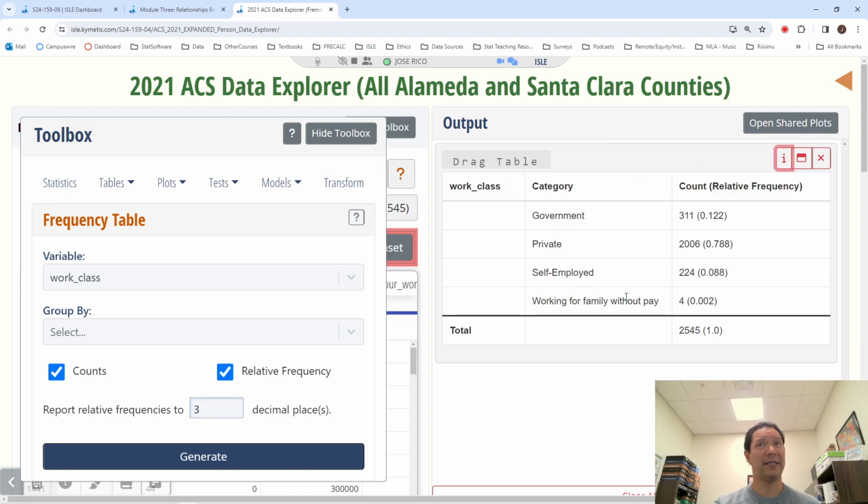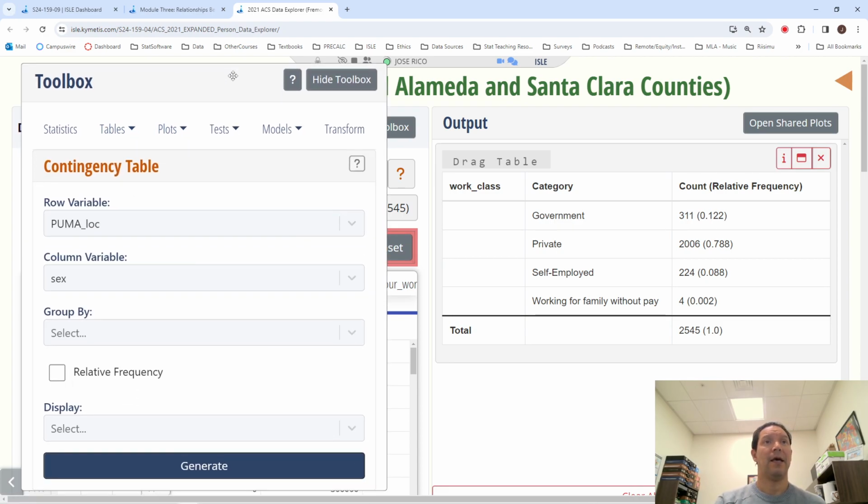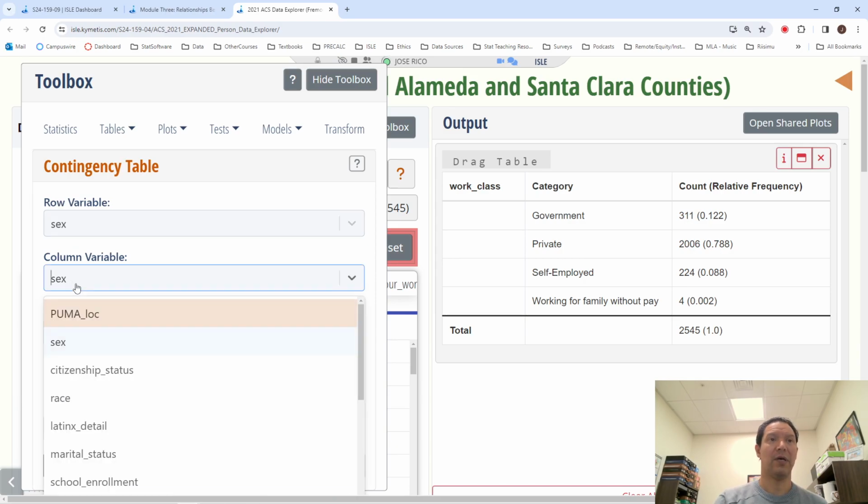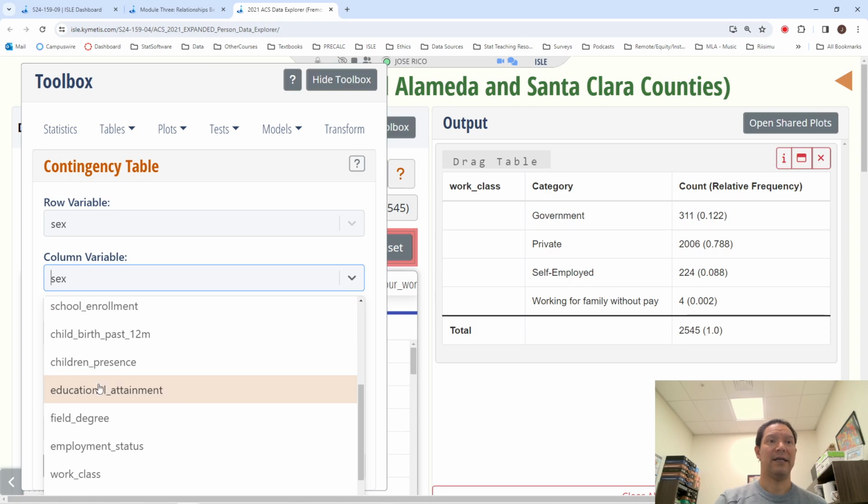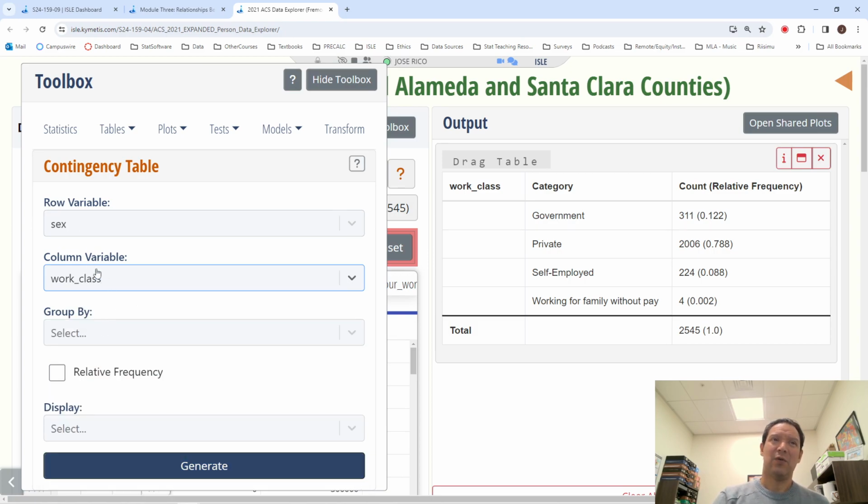Now, if I want to get a breakdown of what percent of women work in the government, what percent of women work private, what percent of women work self-employed, I need to go to the contingency table format. Then I need to type in sex as the row. The explanatory variable will always go in the row, and the column will be your work class. Actually, you could flip these around, but let me just show you what goes on.